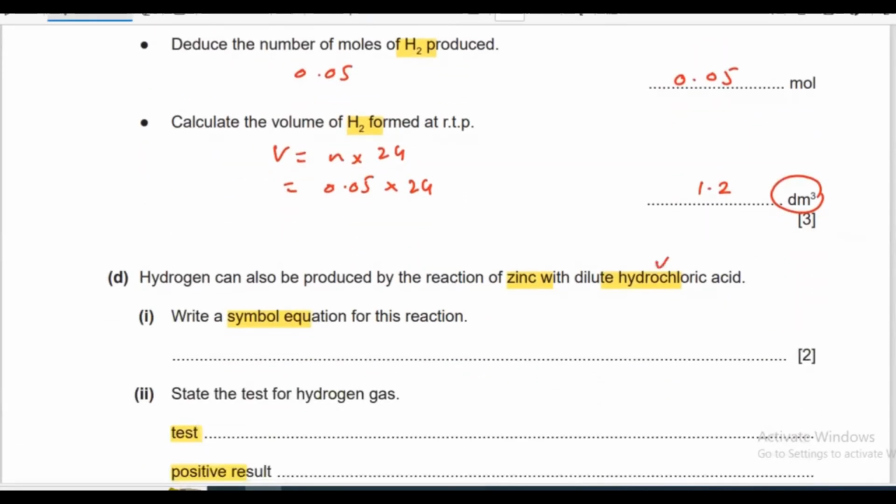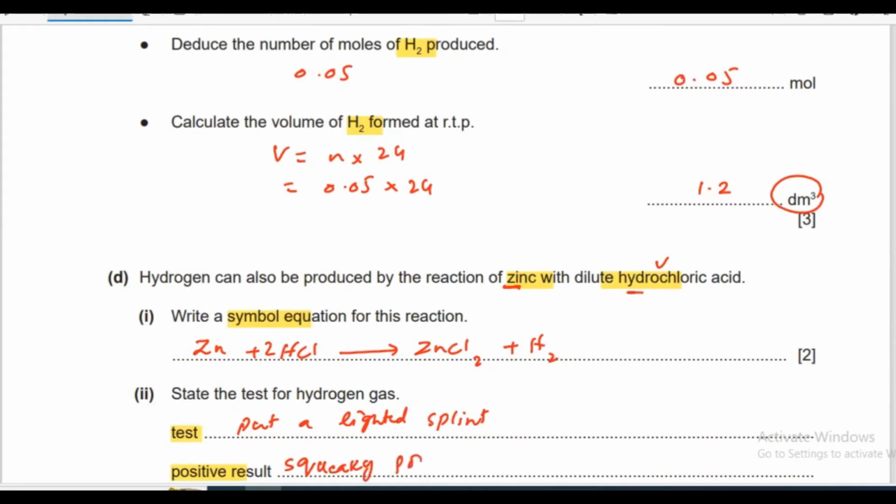Now, if we change the acid, zinc is there. If it reacts with hydrochloric acid, you will get zinc chloride plus hydrogen gas, and this is the balanced equation. Then the hydrogen gas which is produced, test it with a lighted splint. You can see that the hydrogen gives a squeaky pop with a lighted splint.